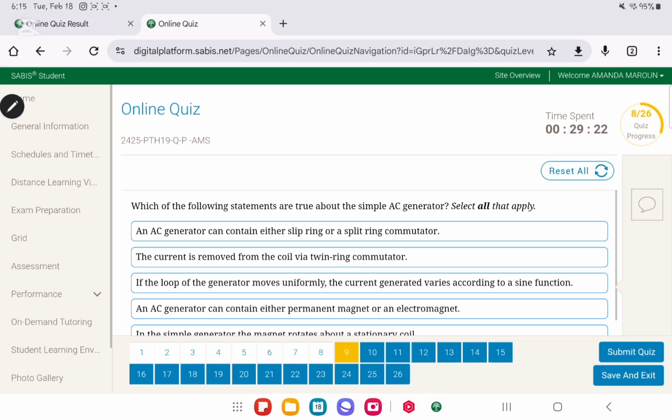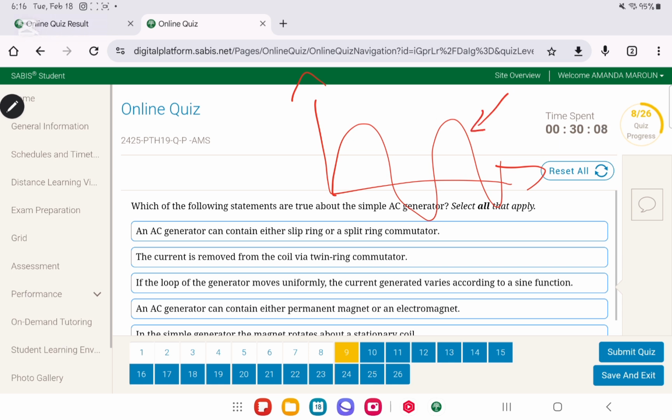We move on to question number 9. Which of the following statements are true about the simple AC generator? Very simply, an AC generator, or alternating current generator, can be made using the twin ring generator or commutator, or the slip ring generator or commutator. And we know that when we draw the graph of the AC, it looks like this. If you remember from math, this is a sine function. So the graph of the AC is a sine function.